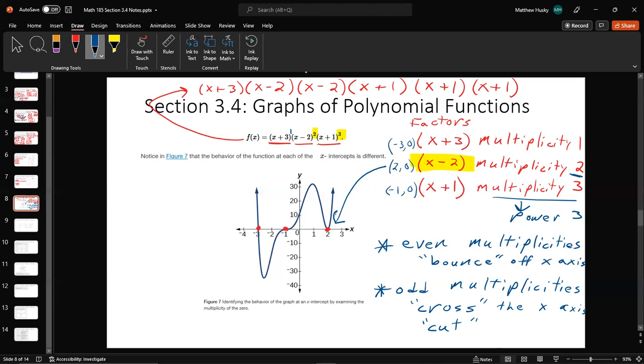And so at -3, it crosses because its multiplicity is an odd number. At -1, it also crosses the x-axis because the multiplicity is an odd number. So that's the big takeaway of this whole thing: even multiplicities will bounce and odd multiplicities will cross the x-axis.